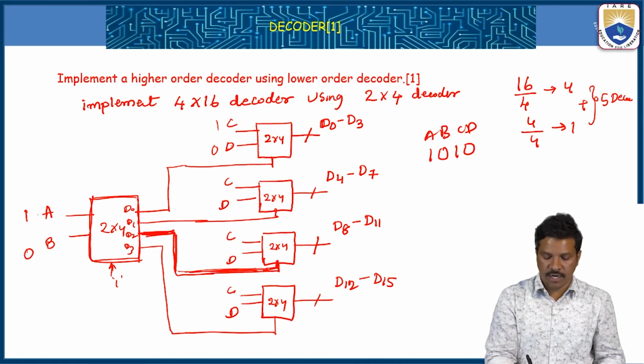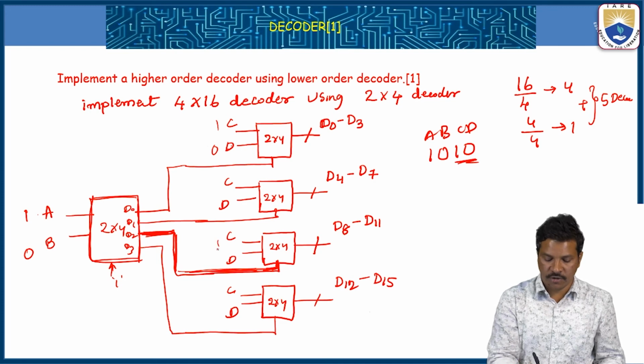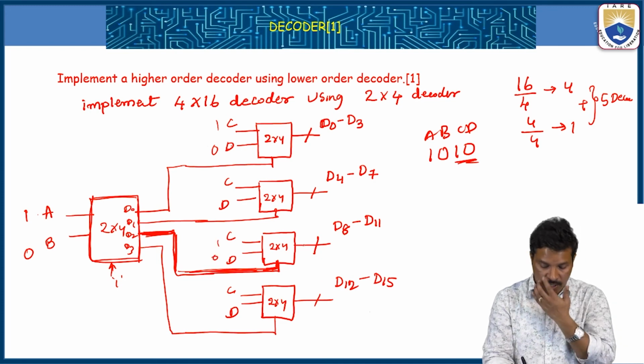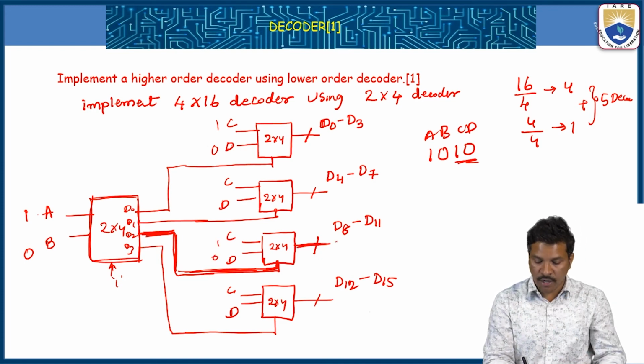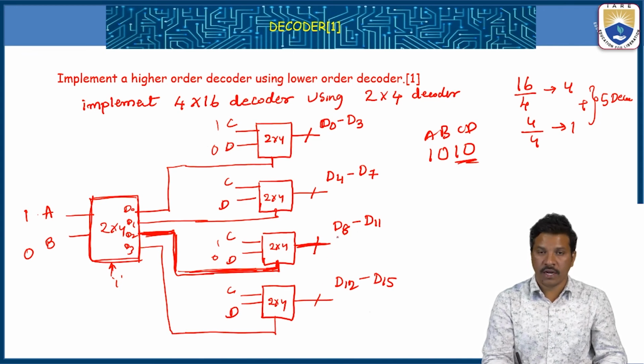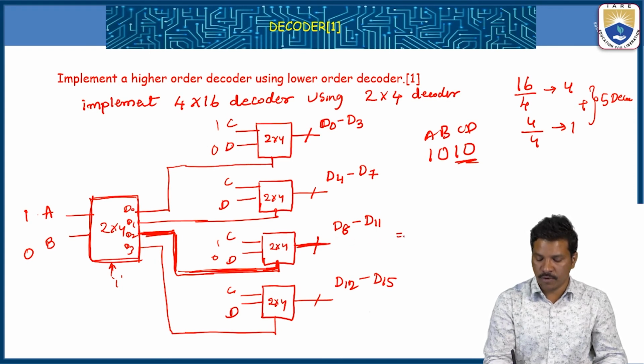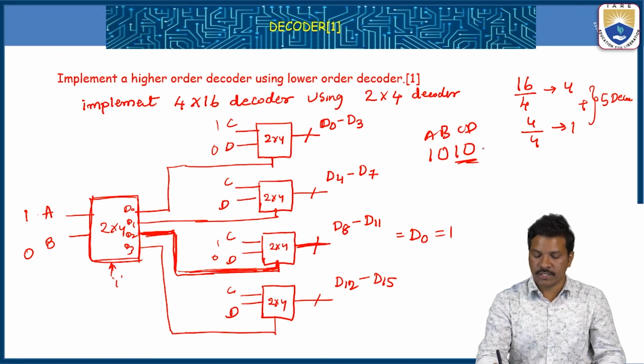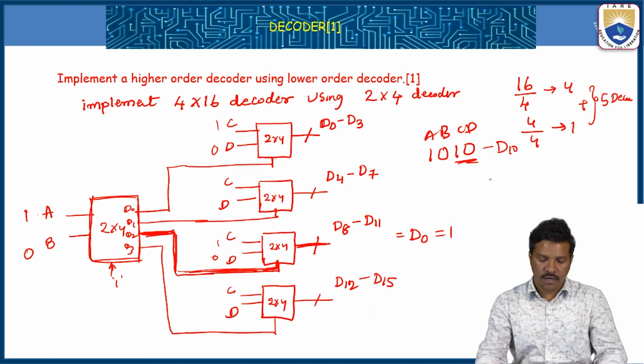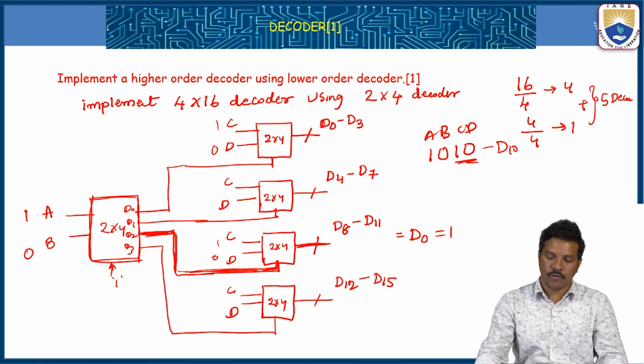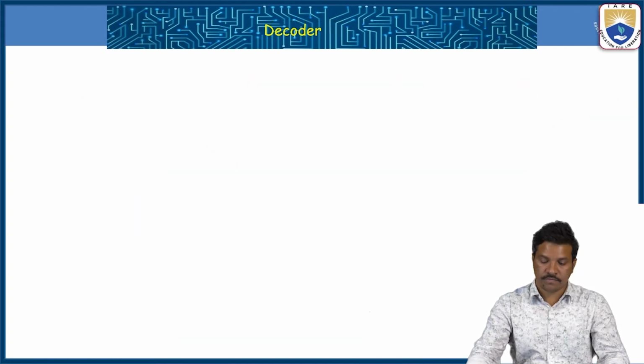When this decoder is on, what is CD? CD is 1 0. 1 0 means again the third line in D8 to D11, that means D10. So among D8 to D11, the third one is D10. So D10 is the output. Only D10 is equal to 1, remaining all are zeros. Its corresponding decimal number is also 10. In this way, we make a higher order decoder with the help of lower order decoders.